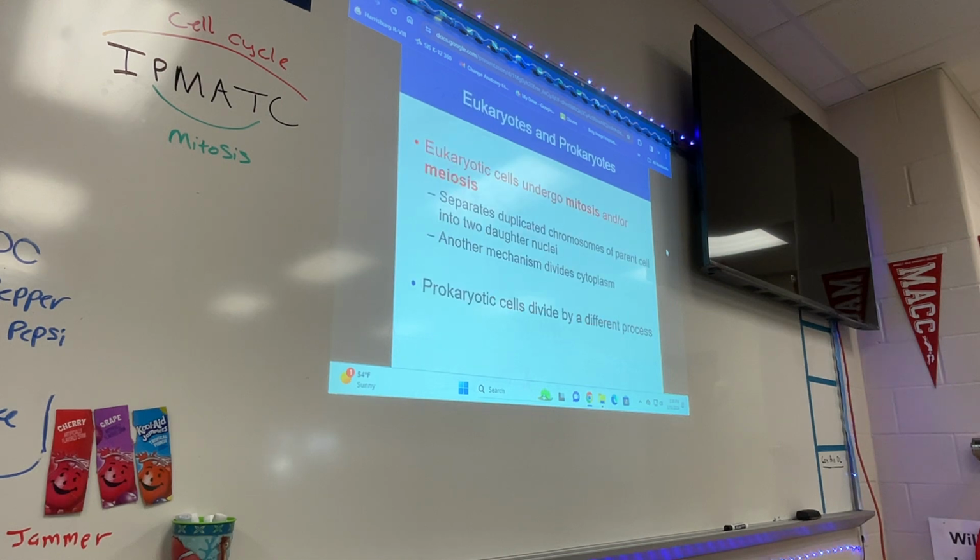Eukaryotic cells undergo mitosis and/or meiosis. Meiosis is for reproductive cells only. Not all eukaryotic cells are going to undergo meiosis, and we'll talk about why in a little bit. But prokaryotic cells undergo something that's a little bit different. They don't undergo mitosis, they undergo something called fission. And this is a separate process, a little bit different.